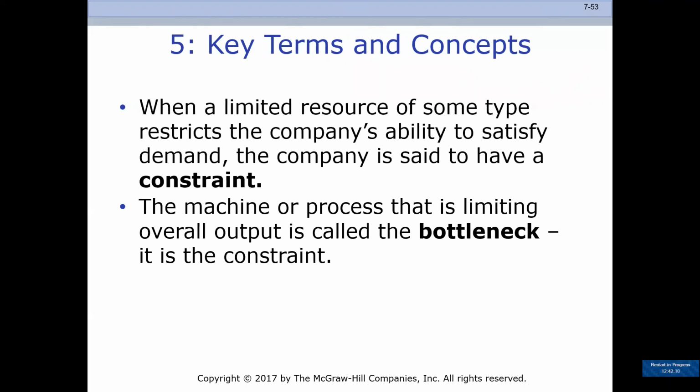I should ramp it up a bit. So when a limited resource of some type restricts the company's ability to satisfy demand, the company is said to have a constraint. Maybe they don't have enough board feet to cover all the tables and chairs they're going to make. Or maybe not enough time. Machines can only run 24 hours a day. The machine or process that is limiting overall output is called the bottleneck. It is the constraint.